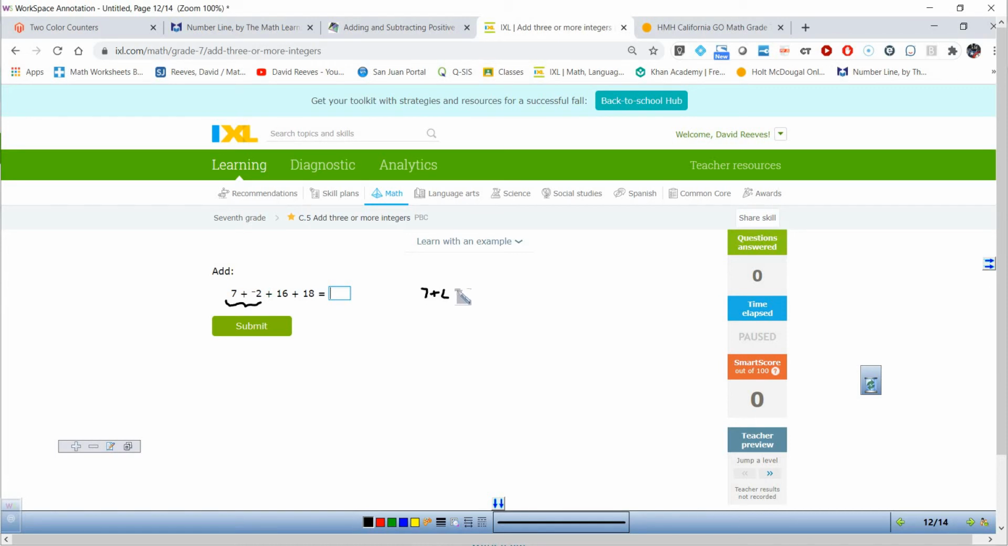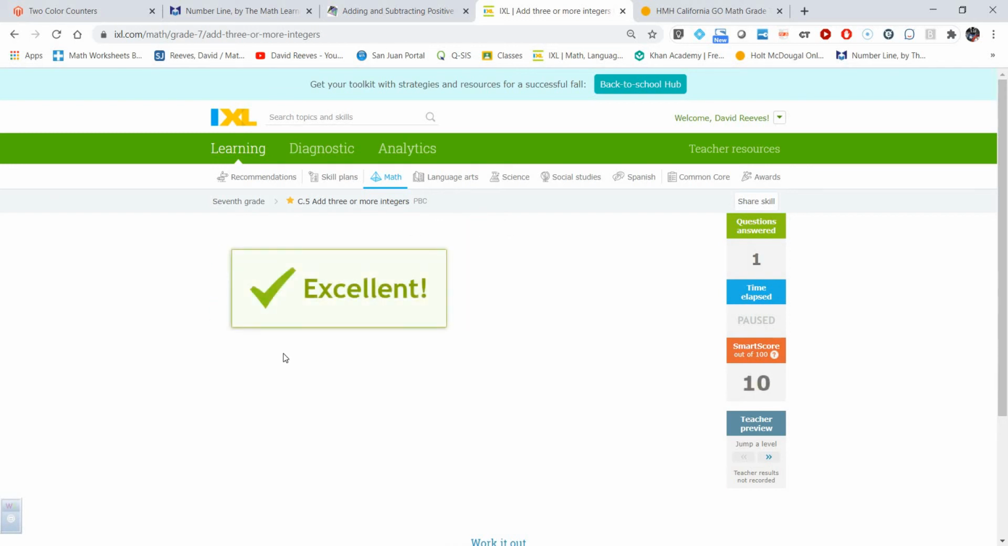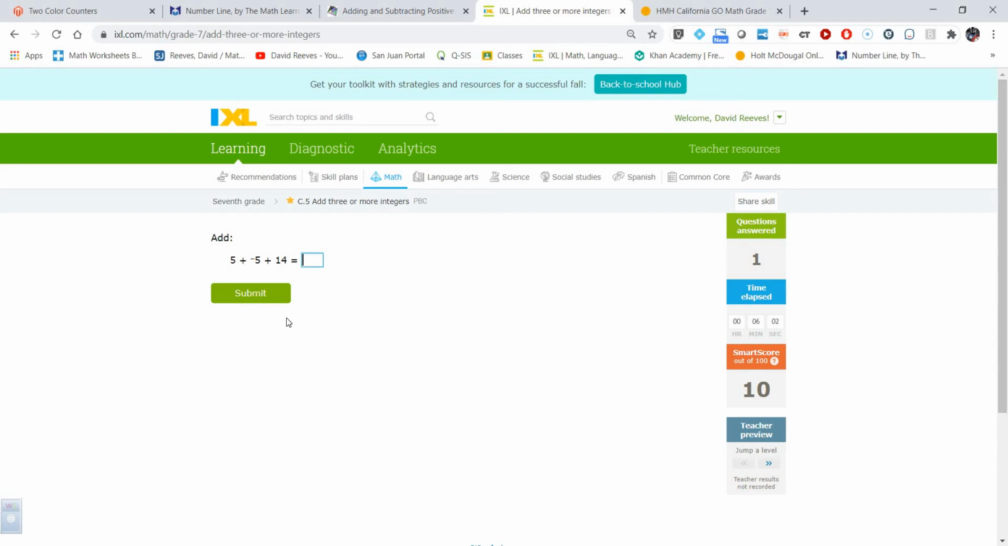So the first thing I'm going to do is 7 plus negative 2. What do I have more of? I have more positives, so my answer is going to be positive. How many more do I have? 7 minus 2 is 5. Then I'm just going to add the 16 and then add the 18. 5 plus 16 is 21, and 21 plus 18 is going to give me 39. So my answer is going to be a positive 39.